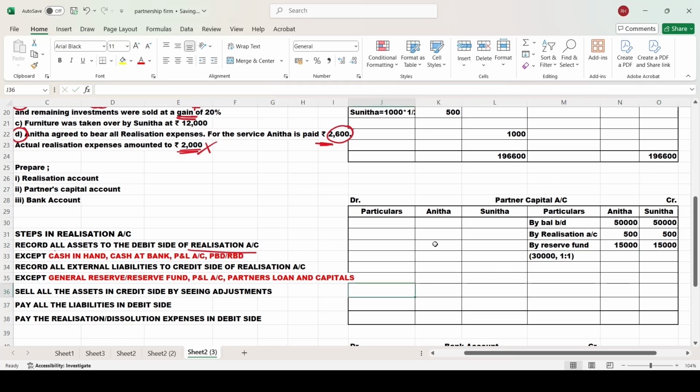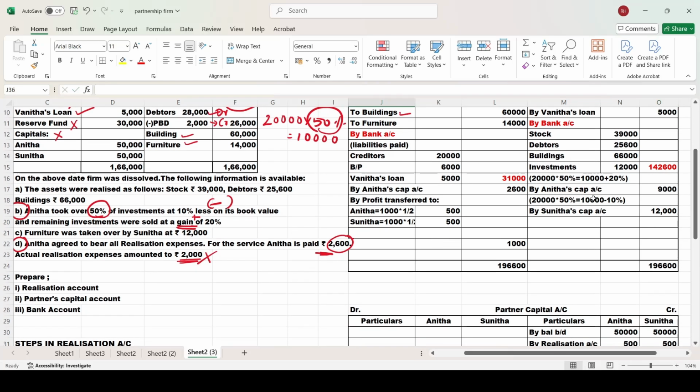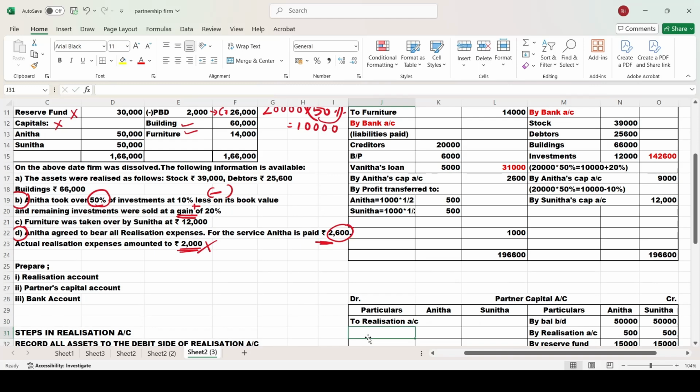Next, you see, has any partner taken over any assets? Yes, we have already recorded here. See, wherever there is the name of a person, all those things should be recorded in the partner's capital account. Here, Anita has taken over some investment. We have recorded it on the credit side, so it will come to the debit side, to realization account. I am just recording it as assets taken over, because Anita has taken investment and Sunita has taken furniture, right? So we'll write it like this: 9,000 Anita and Sunita 12,000.